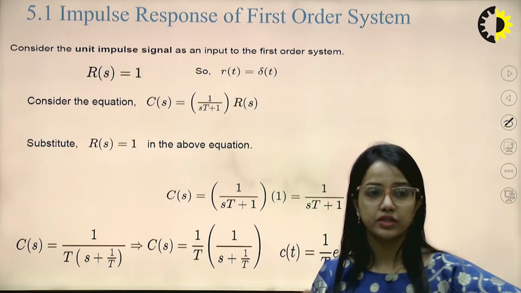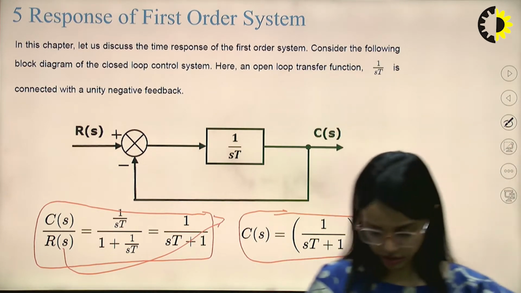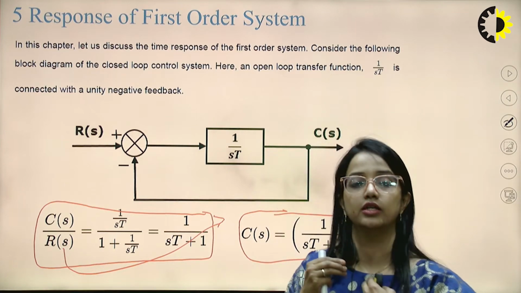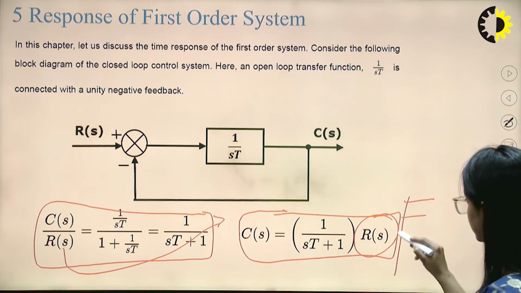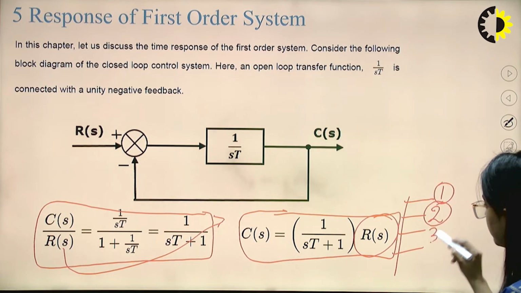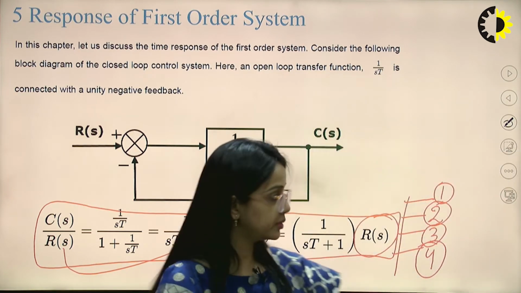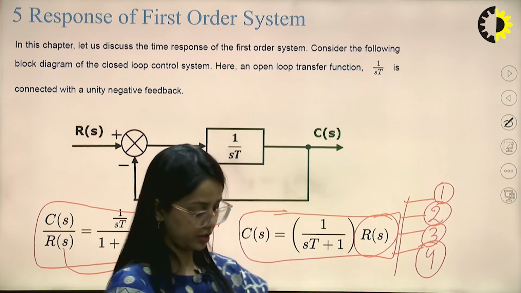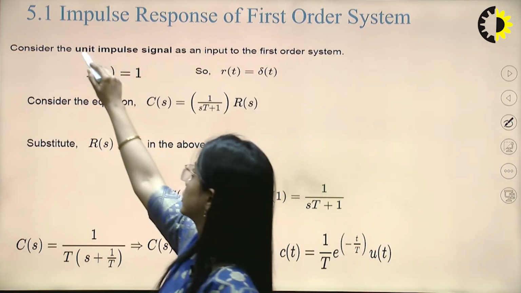Before finding it in the time domain, let us study the kinds of inputs which we can give. The kinds of input which we are giving to the system, R(s), are four: first will be unit impulse, then ramp, unit step, and then parabolic. So let's take it one by one. First of all, we are considering the unit impulse.